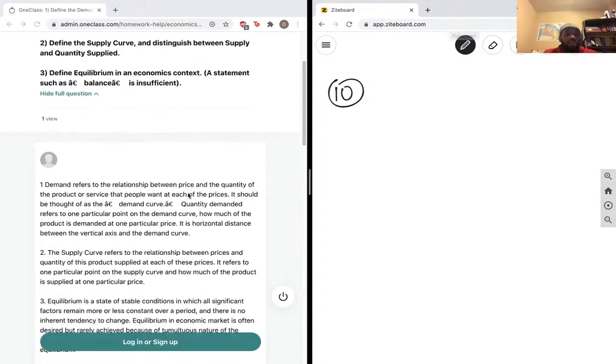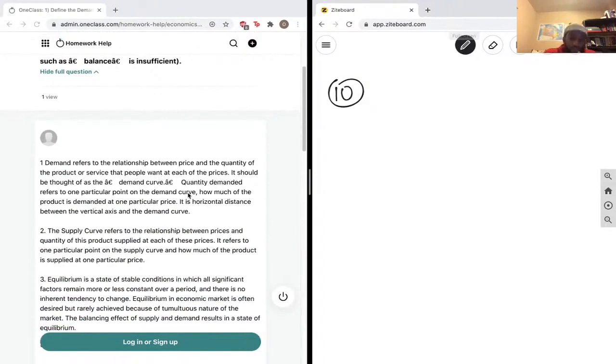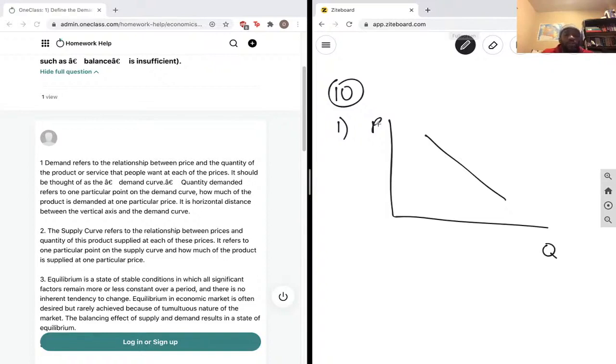Okay. So demand refers to the relationship between price and quantity demanded. So we're just going to draw demand over here. This is Q. This is price. Demand refers to the relationship between price and the quantity of the product or service that people want at each price. It should be thought of as the demand curve, which is what we drew over here.